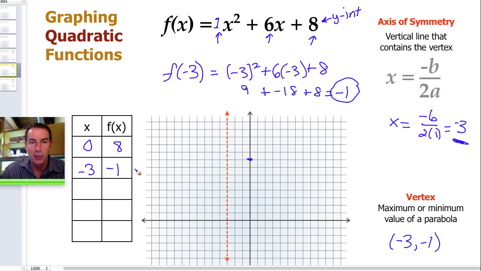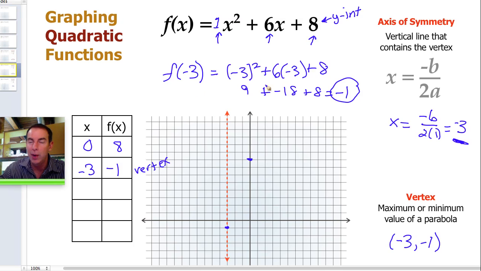Gives me another very important point. All right, so negative 3, negative 1, which is right here. Okay, so we know that our vertex is here, and we know that it's either the maximum or the minimum value of our parabola. In this case, we can tell that it's a minimum value because my a, which is 1, my a right here is a 1. That means that it's positive, which means that this parabola faces up.